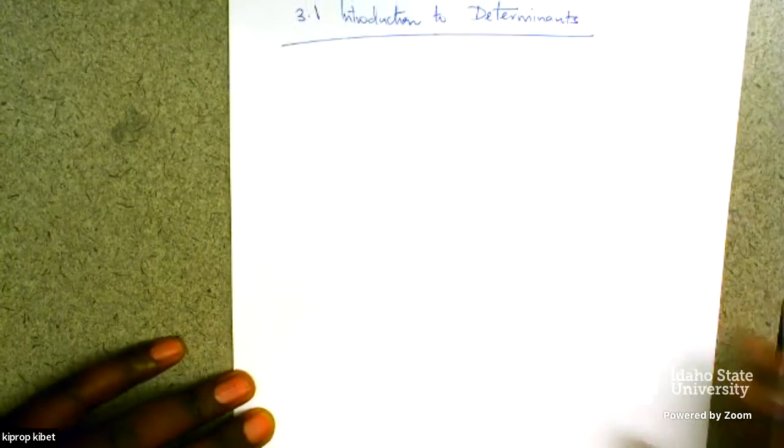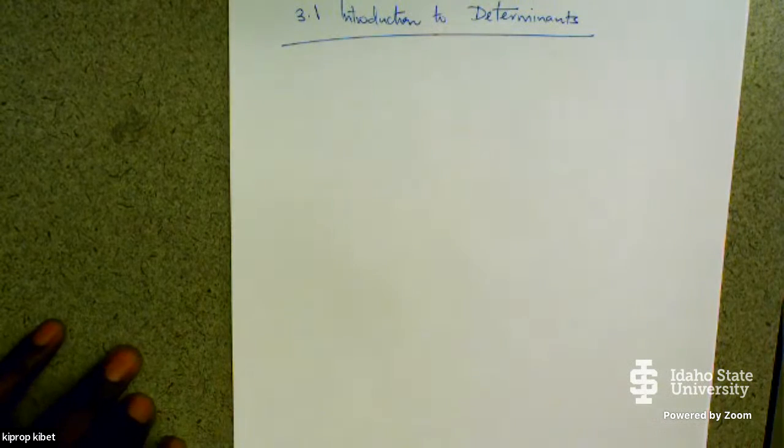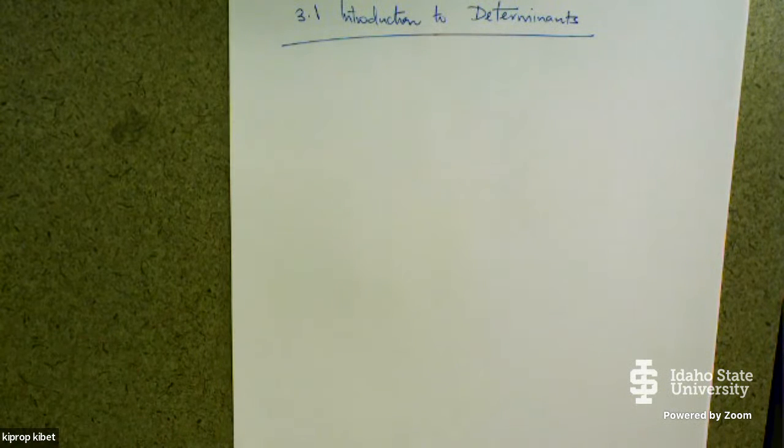Introduction to determinants. You've calculated determinants before, for the 2 by 2. So we now want to do the more than 2, if n is greater or equal to 2. So how will we get the determinant?